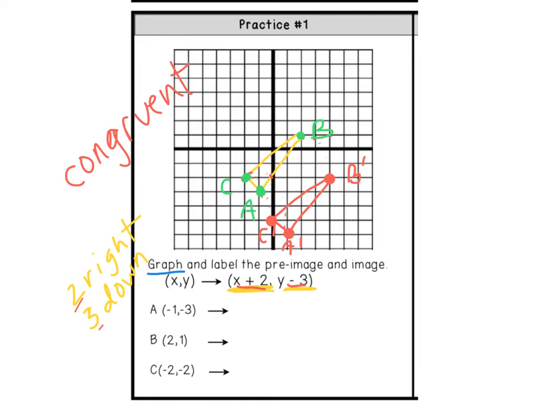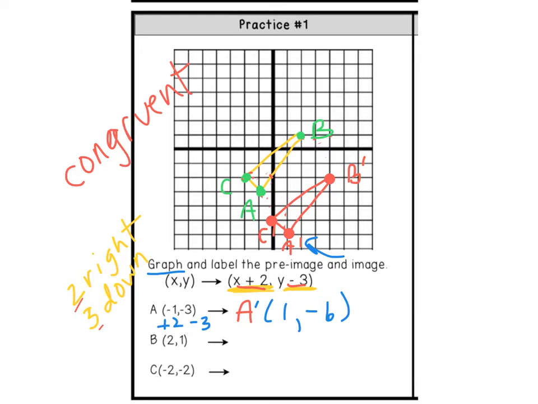Okay, now let's write our ordered pairs. So, beginning with A prime, looking at this point right here, it's forward 1 and down 1, 2, 3, 4, 5, 6, down 6, so -6. Again, you could do that mathematically. We could add 2 to the x and subtract 3 from the y, and then we would get the same ordered pair.